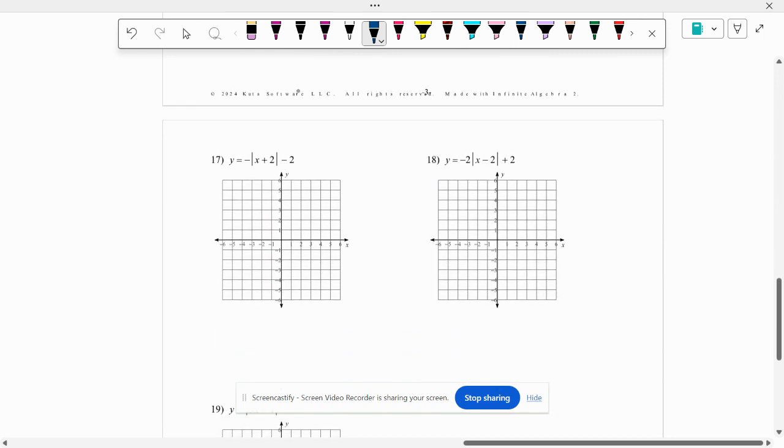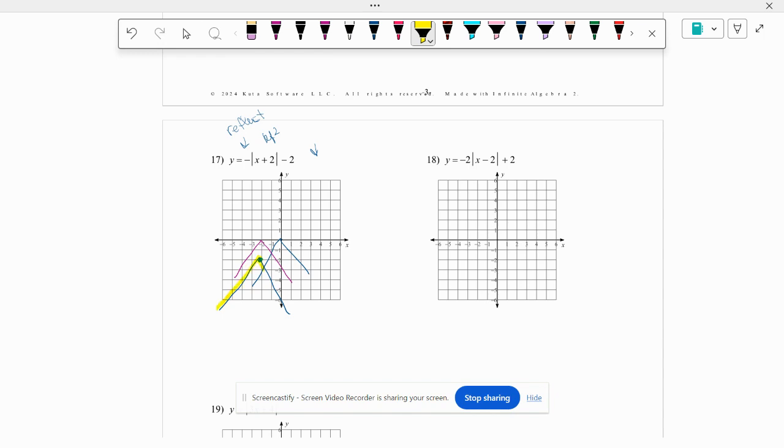This is going to be reflect over the x. So it's going to open downwards, right? So it's going to be reflected. It's going to move to the left 2, and then it's going to go down 2. So when I reflect it, it looks like this. When I move it to the left 2, it looks like this. And then when I take my vertex and I move it down 2, my vertex is now right here. And it looks like this. And I'm going to highlight in that yellow so you can see it.